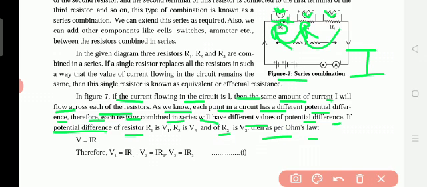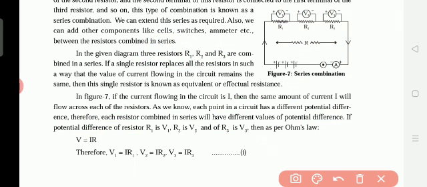So as per Ohm's law, what does Ohm's law mean? V is equal to IR. V is the potential difference, I is the current. As the potential difference increases, the flow of current will also increase. R is the resistance. So that is why V is equal to IR. V is directly proportional to the current. So this is Ohm's law.